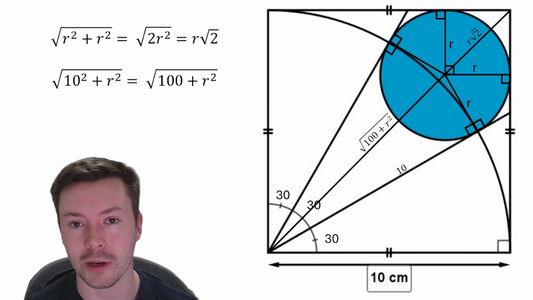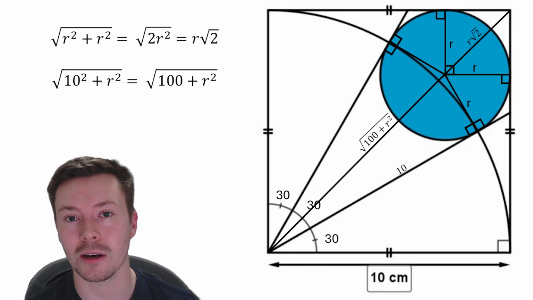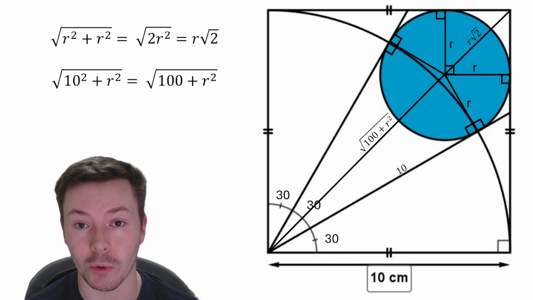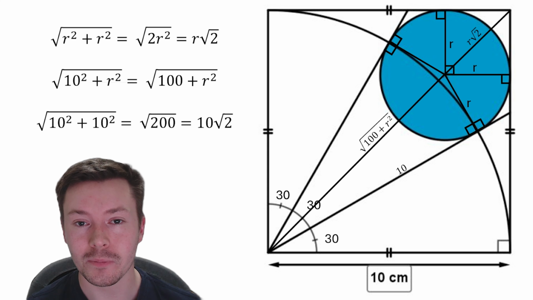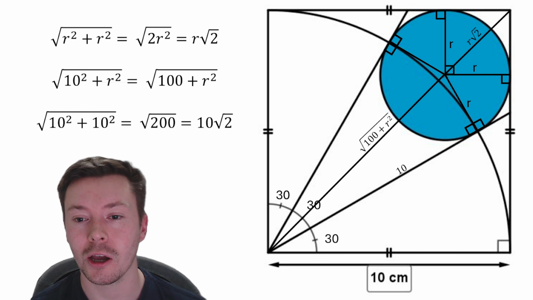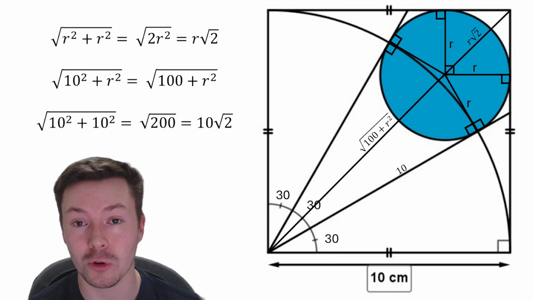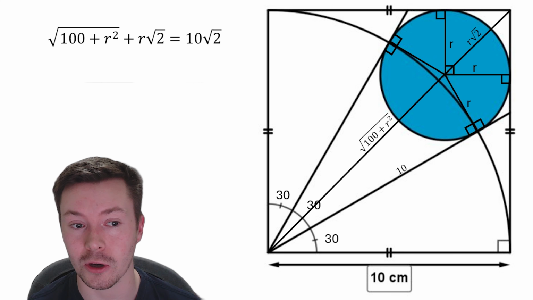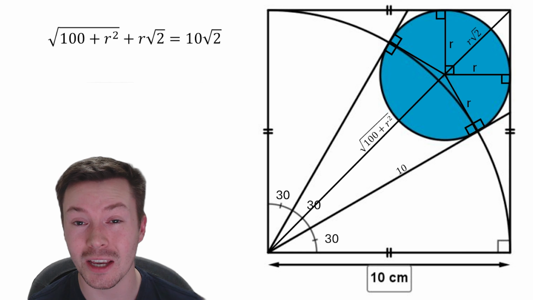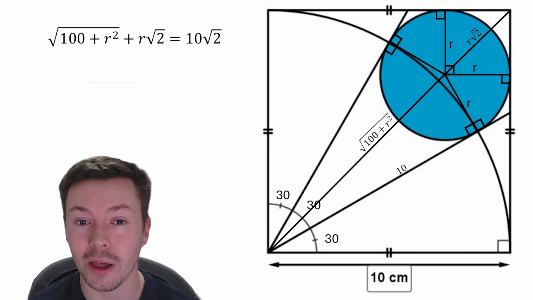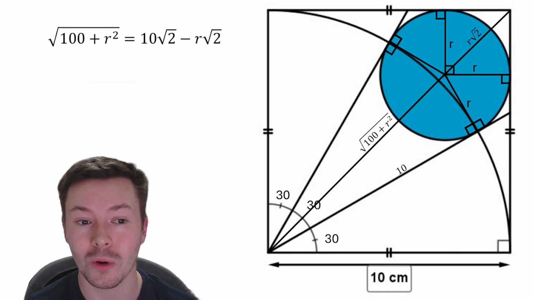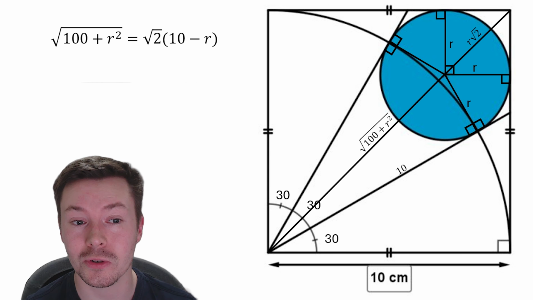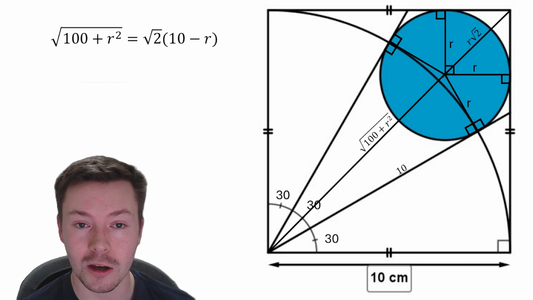Now those two things added up have to be the length of the diagonal of the square, which I can work out because we know it's got a side length of 10. So by again using Pythagoras, that gives me a full diagonal length of 10 root 2. If I add these two things up, I get square root of 100 plus r squared, plus r root 2, is equal to 10 root 2. What I want to do from there is collect the root 2's on one side, 10 root 2 minus r root 2. I can then factorise the root 2 out, so I get root 2 brackets 10 minus r.